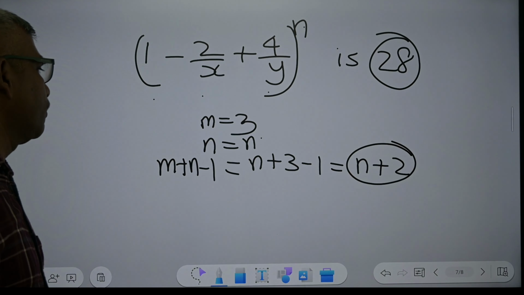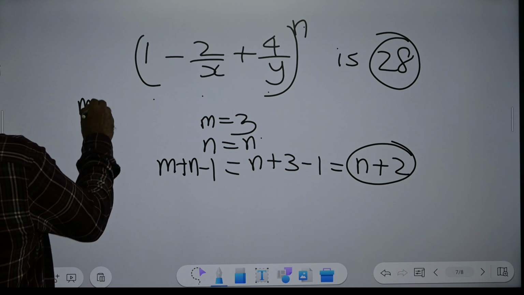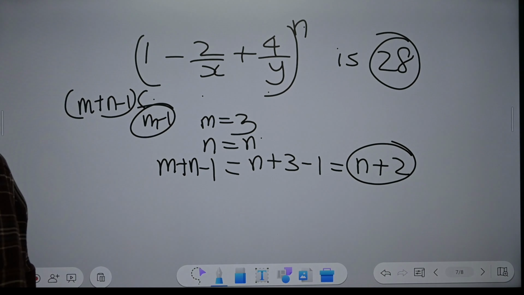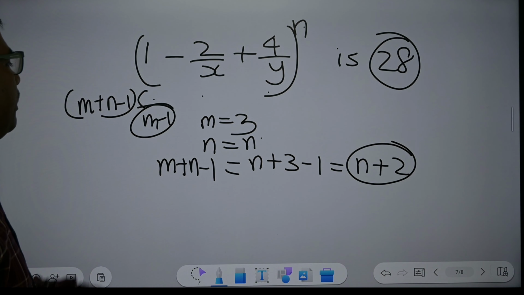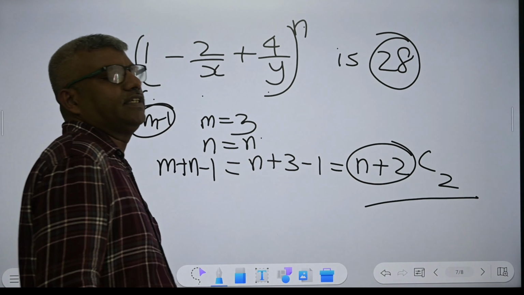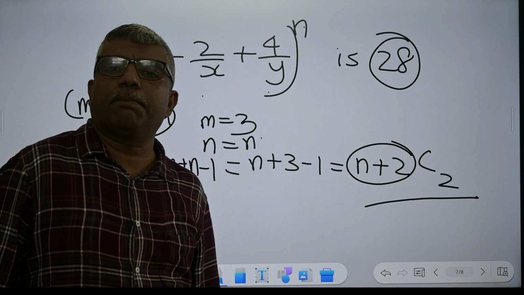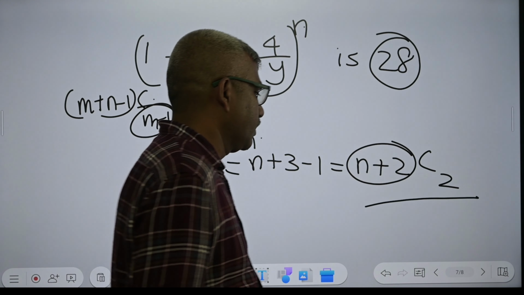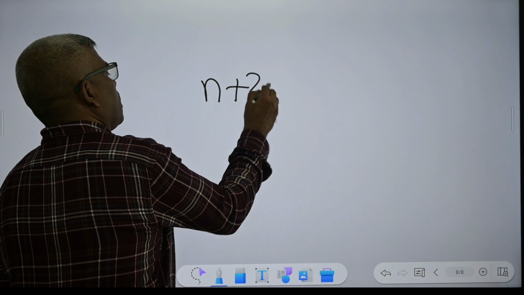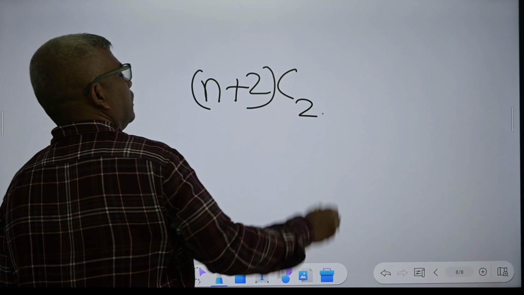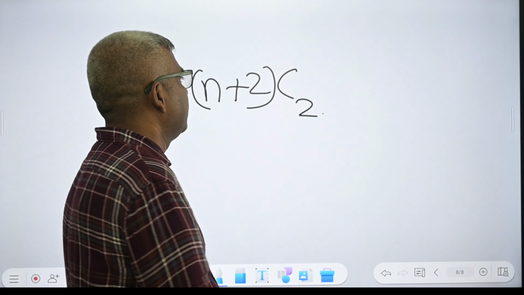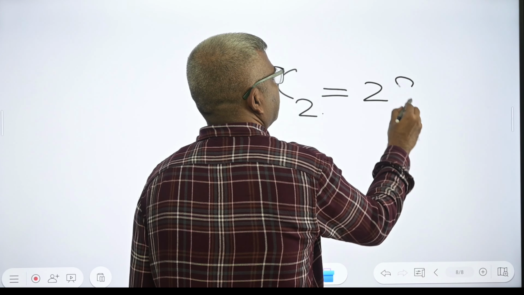Okay. What is our rule? (m plus n minus 1) C (m minus 1). M is 3, so 3 minus 1 is 2. So (n plus 2) C 2. This is the number of the terms. And the number of terms, what they said, (n plus 2) C 2 is 28.